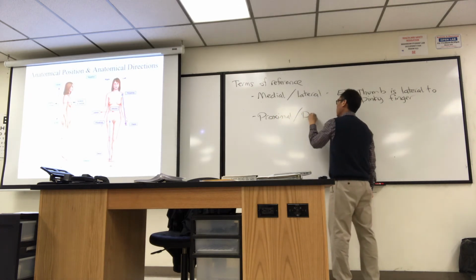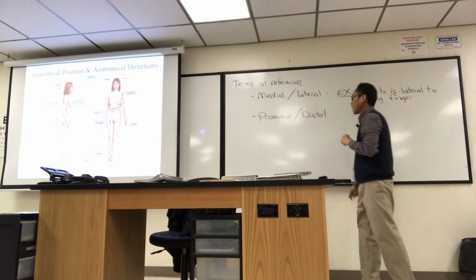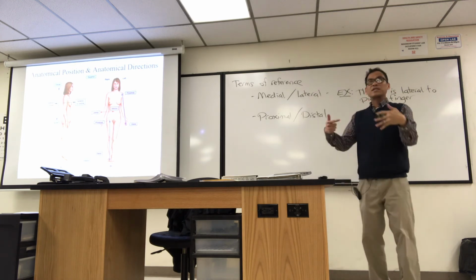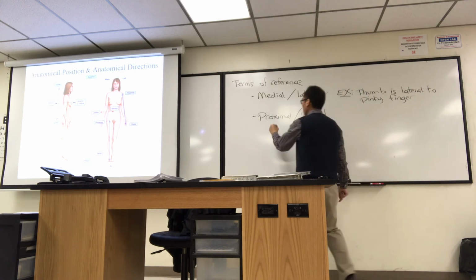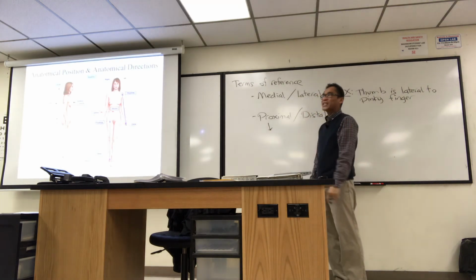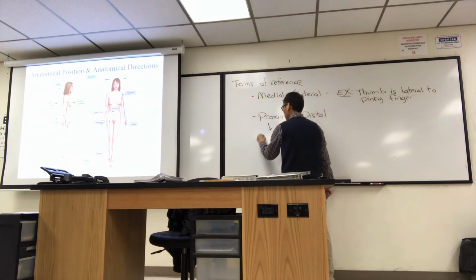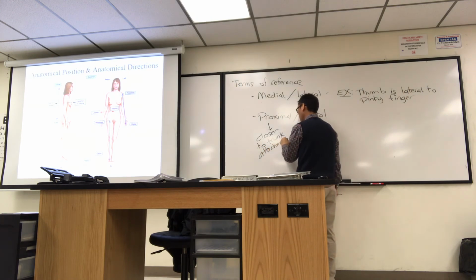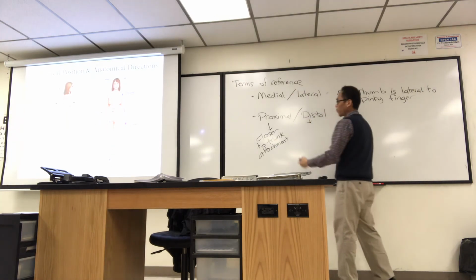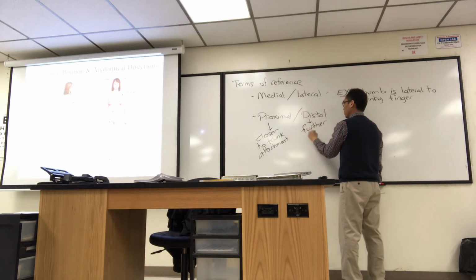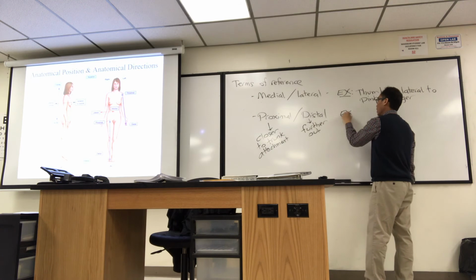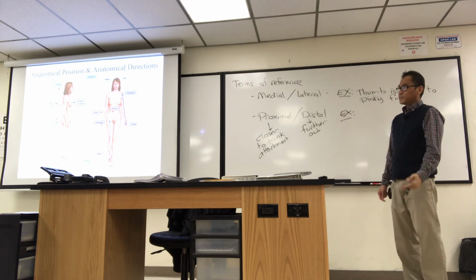Proximal, distal. Like, think, if it's in your proximity, it's closer. If it's a long distance away, it's further away. So for example, proximal, it's closer to the trunk attachment, right? That's what proximal means. Closer to trunk attachment. Distal means further away from the point of attachment. I'll just say further out. I'll give you an example. The wrist is distal to the elbow.